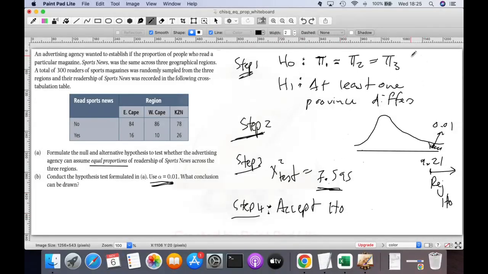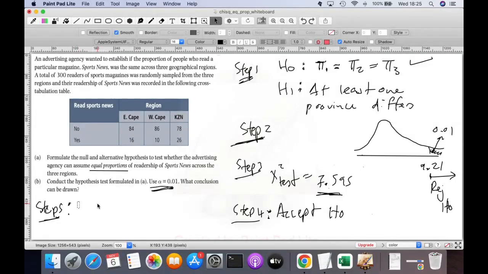So it means if we're accepting H0, then we believe this is true. So how we would conclude this, and this is the difference between last week and this week, is how you conclude this. Because last week, we concluded in terms of being independent or not. Here, we're talking about the proportion being equal amongst the 3 provinces. So what you would say, and let me just write this in text instead.